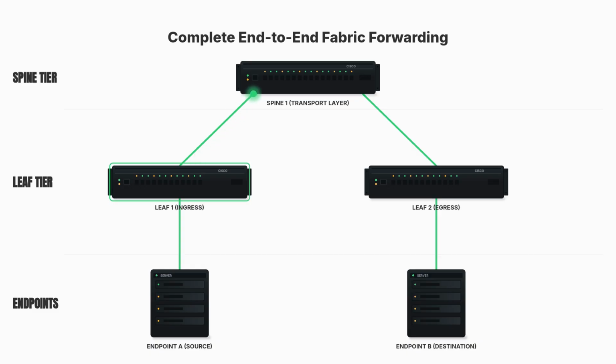Traffic moves up to the spine layer, linking leaf nodes. Packets are forwarded from the spine down to leaf 2, the egress leaf for the destination, and the packet is delivered to endpoint B. So the recurring mental picture is simple. The ingress leaf, spine transit and egress leaf, that's the pattern to burn into memory.